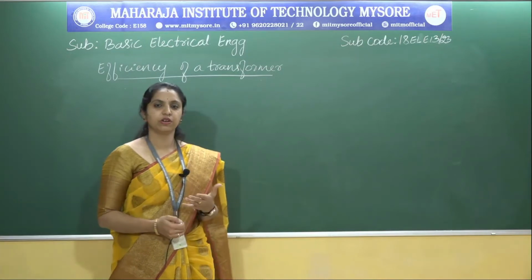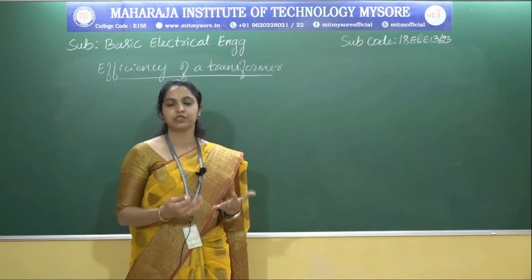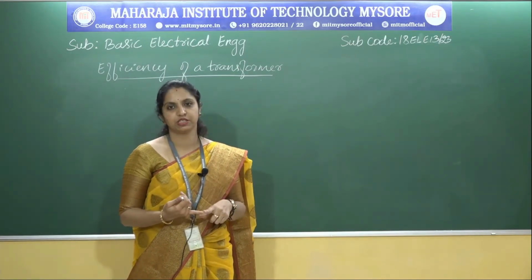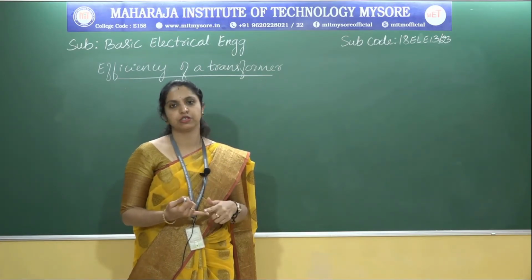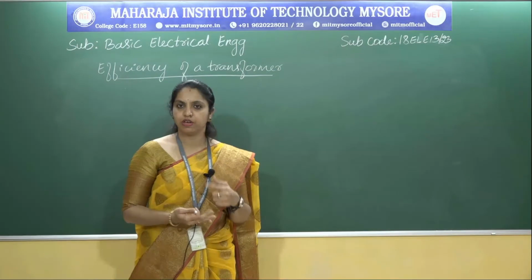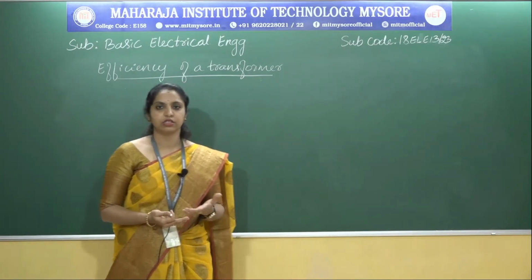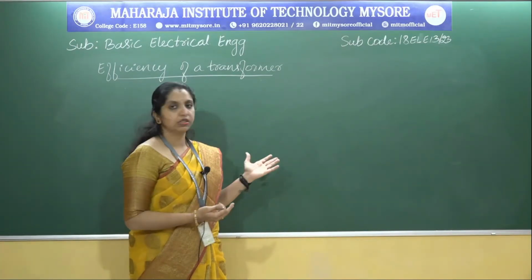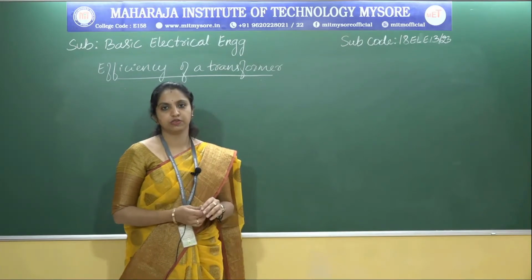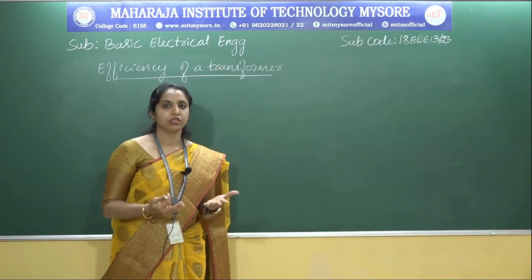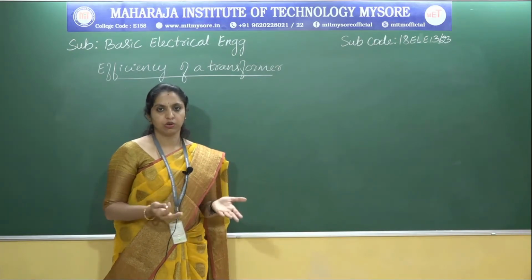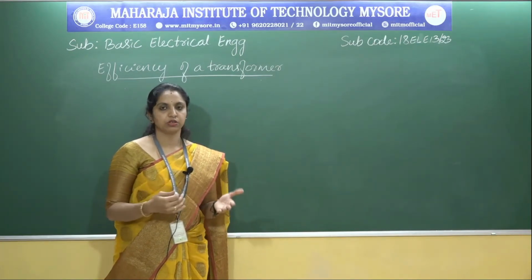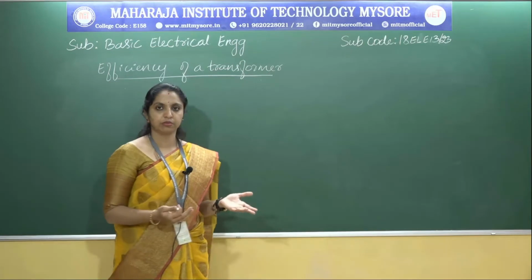So far in this chapter, we have discussed the working principle of the transformer, different types of transformers and different parts of a transformer, then the EMF equation of a transformer, and losses in a transformer. The next topic is the efficiency of a transformer. When there is a loss in a transformer, the efficiency of the transformer will come down.